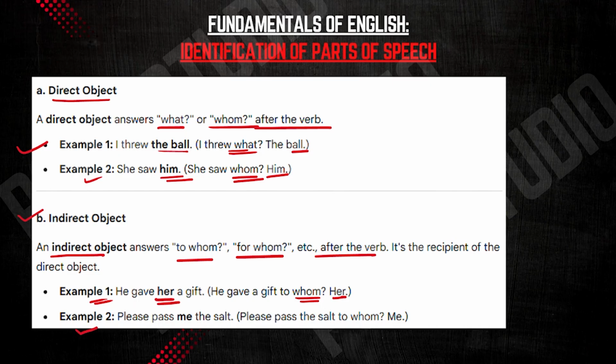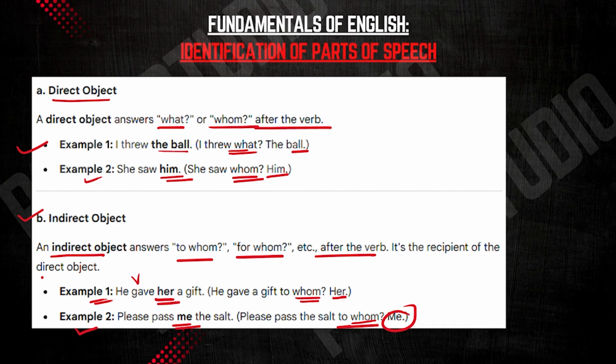And remember one thing, it will come after the verb. Give is a verb here. That's why after the verb you have to identify. Example number 2. Please pass me the salt. If you ask yourself, to whom? Please pass me the salt to whom? You will get an answer, me. That's why here me is an indirect object.